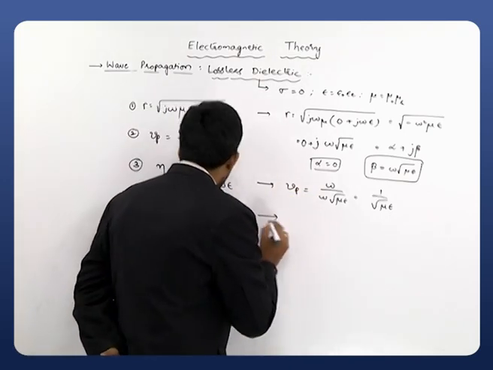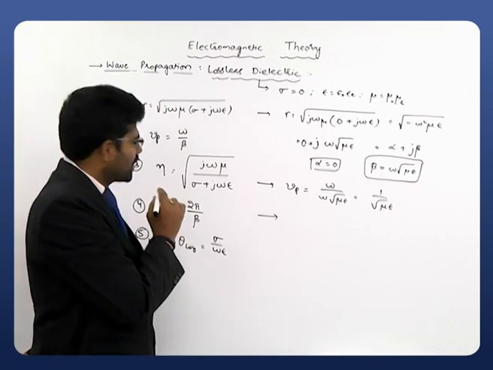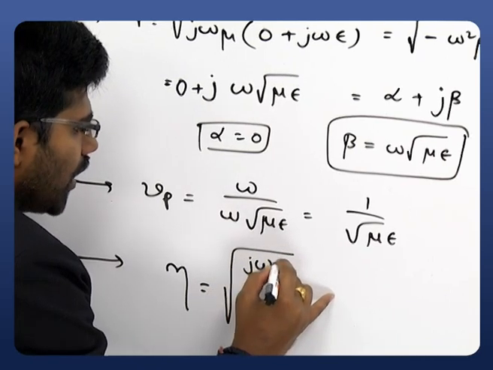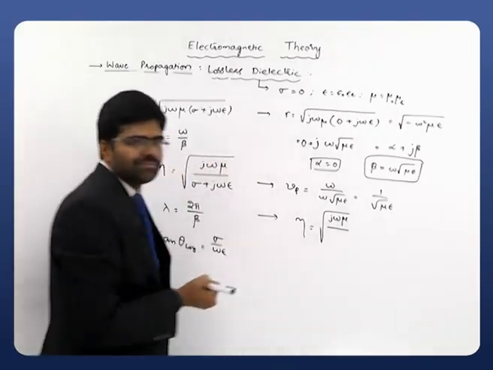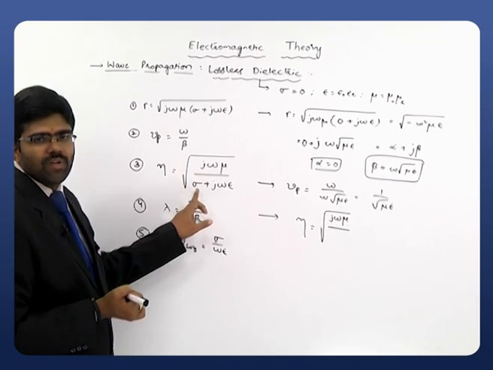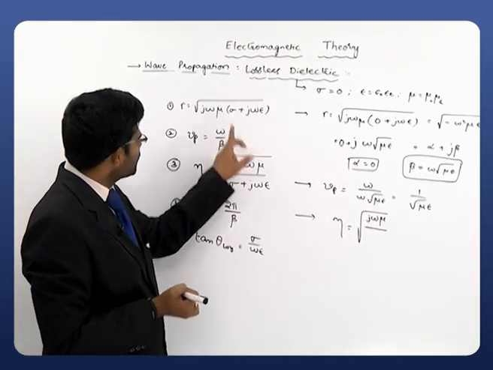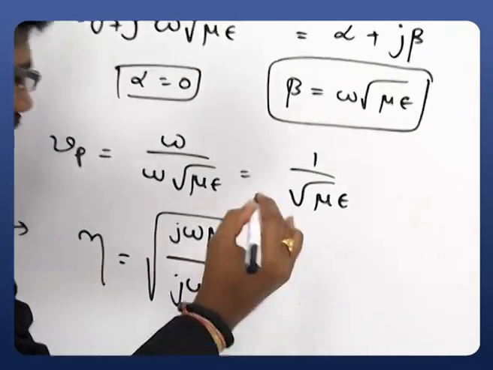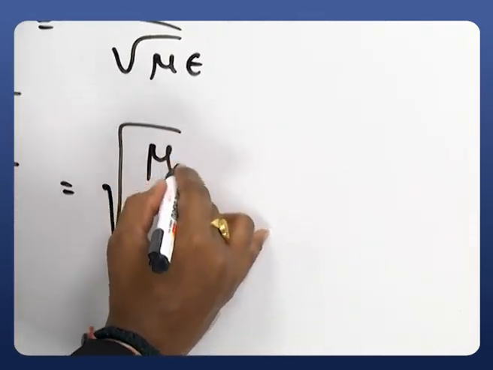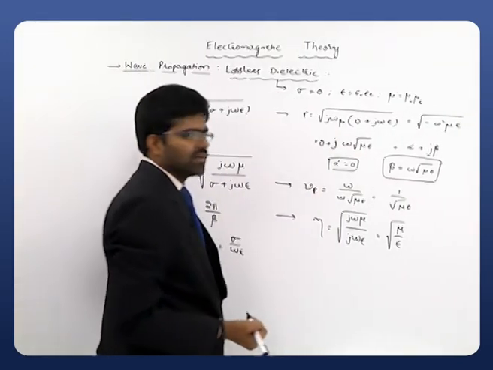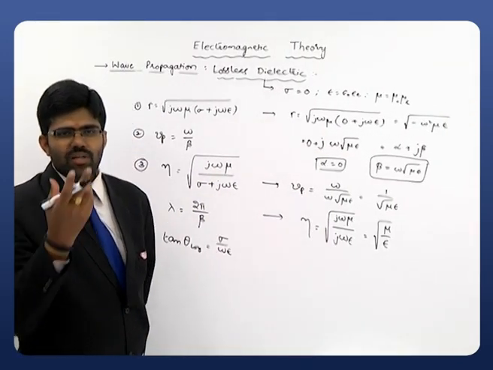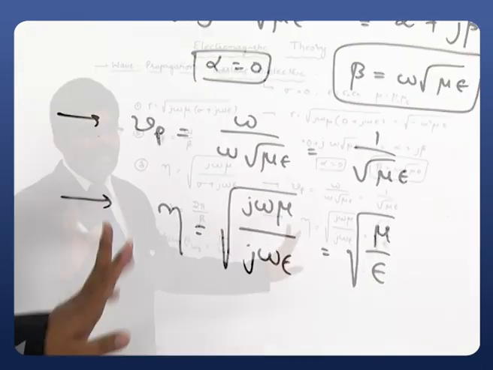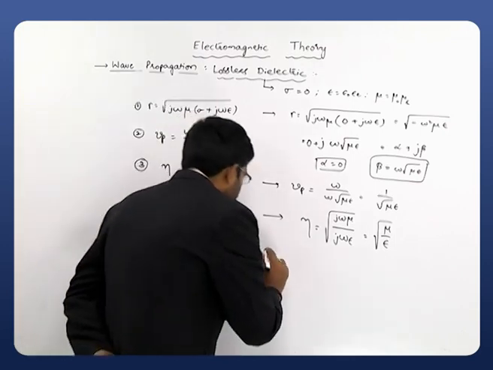And the third quantity we have is the intrinsic impedance or the characteristic impedance. So eta is equal to root of j omega mu, which remains as it is, divided by, now sigma is equal to 0. Since sigma is equal to 0, in the denominator we have just j omega epsilon. So the result is just root mu by epsilon, nothing more than that. So if you substitute mu and epsilon here, what we get is the characteristic impedance of that particular lossless dielectric medium.